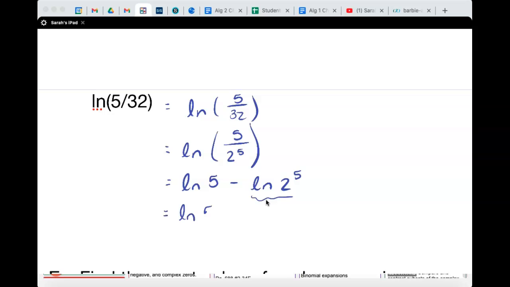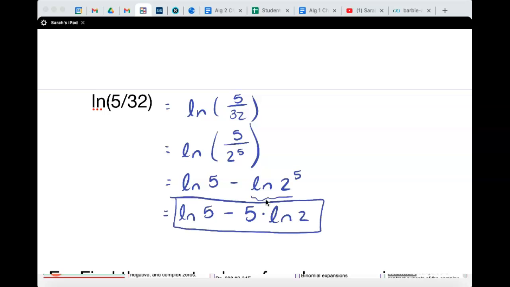So natural log of 5 stays the same. Natural log of 2 to the 5th becomes 5 times natural log of 2. So 5 as the exponent pops down in front of everything, and we multiply. So this is the simplified answer that we want.